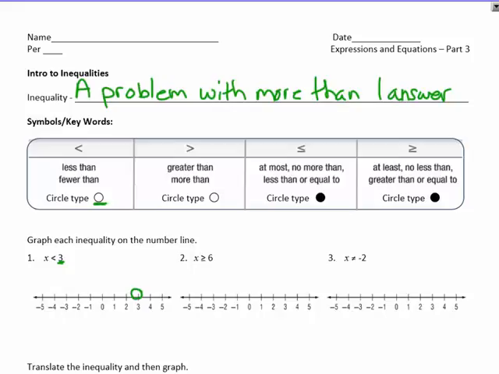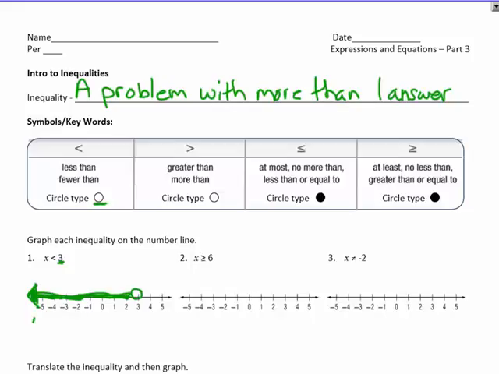Now I have to shade, and you shade left or right depending on what it says. And this time it's telling me I need numbers that are less than 3. Well, where are the numbers that are less than 3? Examples: 2, 1, 0, -1, and so on. So we're going to shade to the left. You literally just color over the number line, but you make it dark enough that I can see it, and you put a little arrow, because these go on forever. It doesn't just stop at -5 because the graph stops at -5.